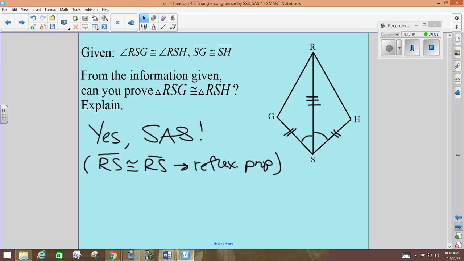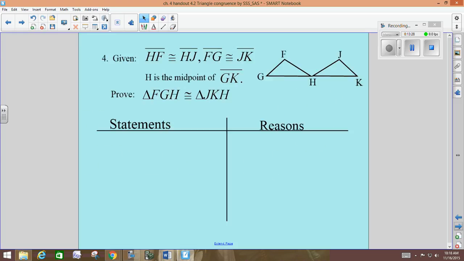On your homework, when they ask you to explain, sometimes it's as easy as just writing either side, angle, side, or side, side, side. You may not have to write a complete full sentence of, because these angles are vertical angles, therefore those angles are congruent and so on. It's just using what you know. Most of you already flipped it over. Go ahead and copy down your given on number 4 and see what you can come up with. See if you can prove that proof.